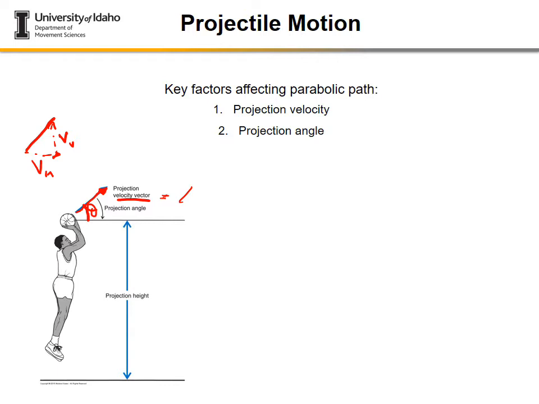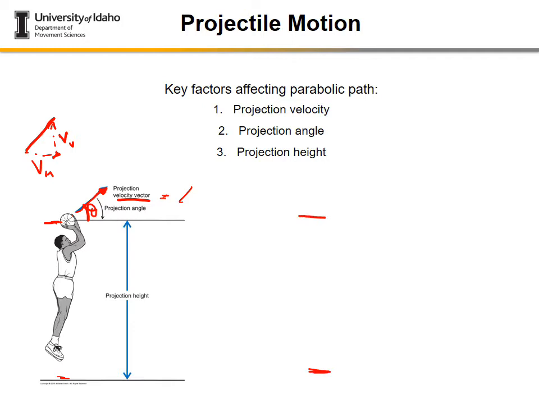And the final one, the third one, is that projection height: how high from the landing surface it's taking off, or from the initial surface. So with a basketball player taking off, the height of the ball is wherever the release is to the ground, if we're tracking the ball to the ground.